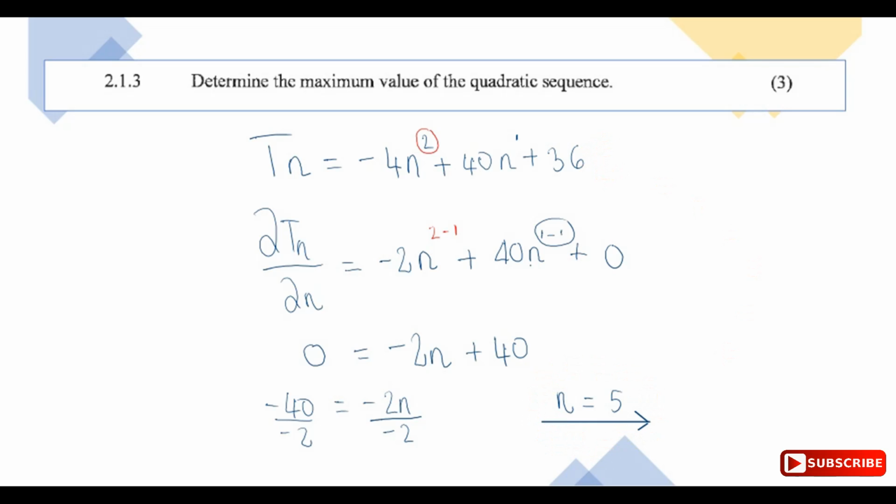Okay, I'm going to repeat that. So we're going to get that n, which is equal to 5. So the maximum value of this quadratic sequence is in position number 5. We're going to take this n, which is equal to 5.